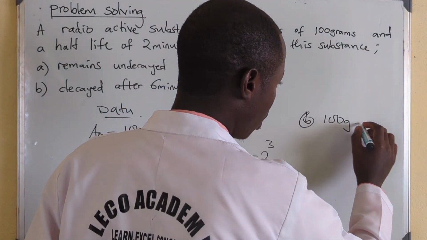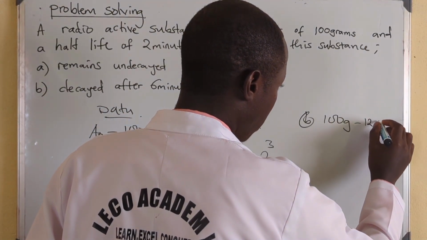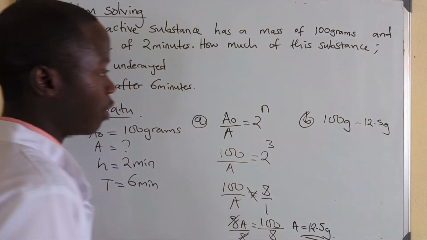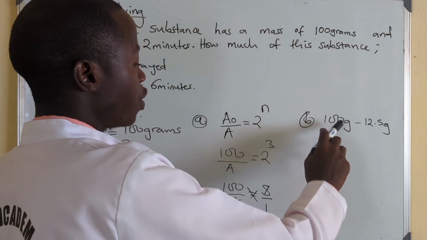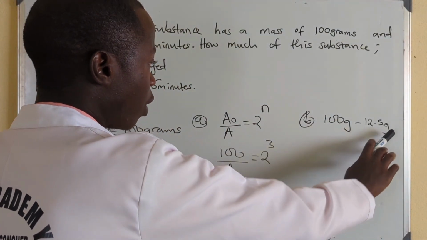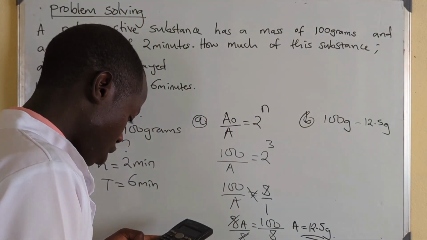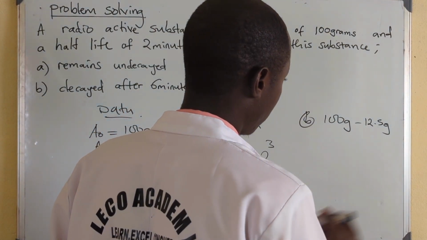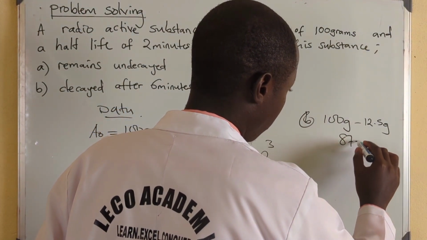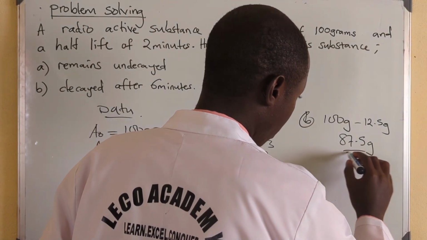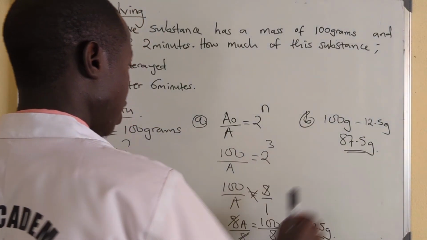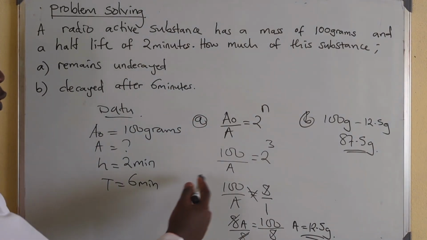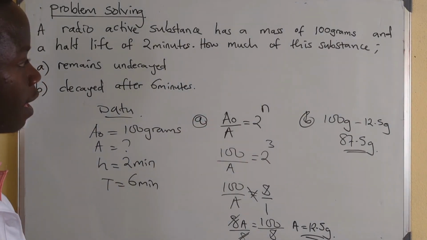So this is going to be 100 minus 12.5 grams. If we subtract 12.5 grams from 100, we are going to remain with 87.5. So this is 87.5 grams, the mass that is going to decay after this period. So this is how we handle questions under half-life.